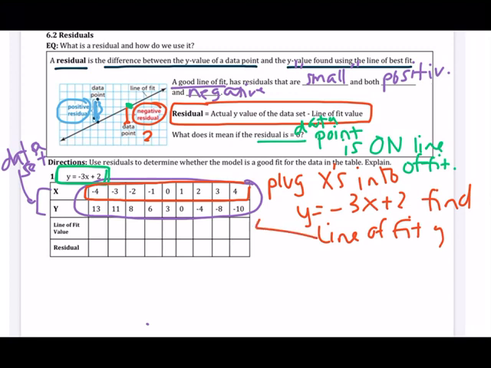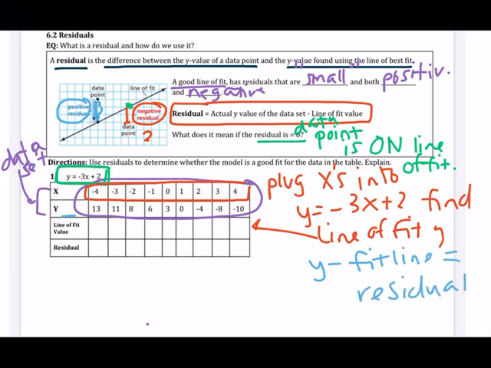That is going to go in this part of the table right here. We are then going to subtract our line of fit value from our y value. So after that, we're going to do the y's that are in the table minus the fit line y's to get our residuals.